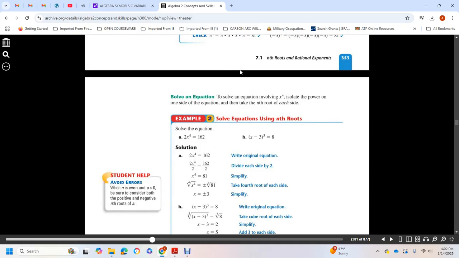To solve an equation involving x to the nth power, isolate the power on one side of the equation, and take the nth root of each side.